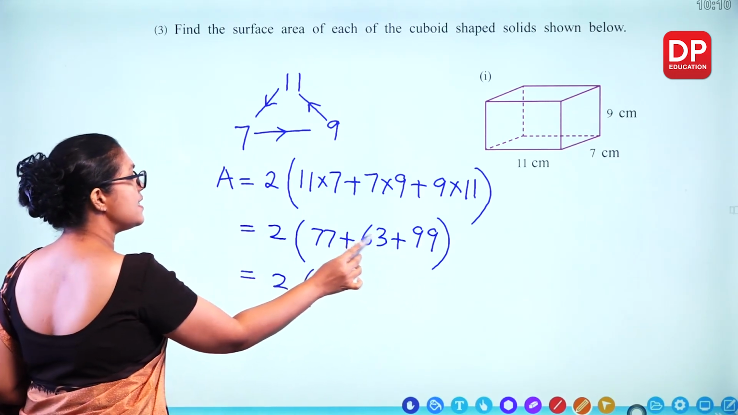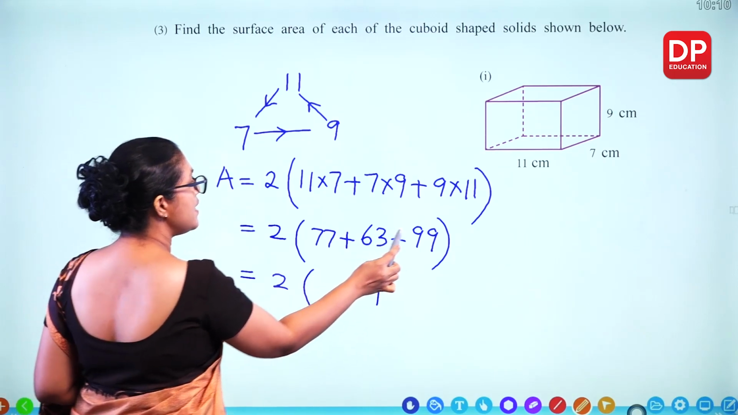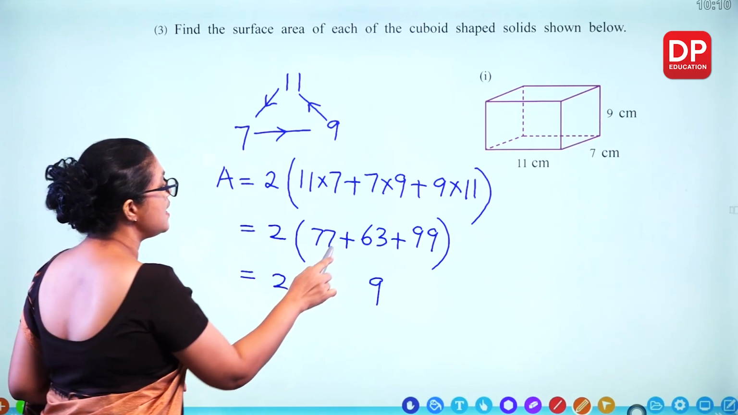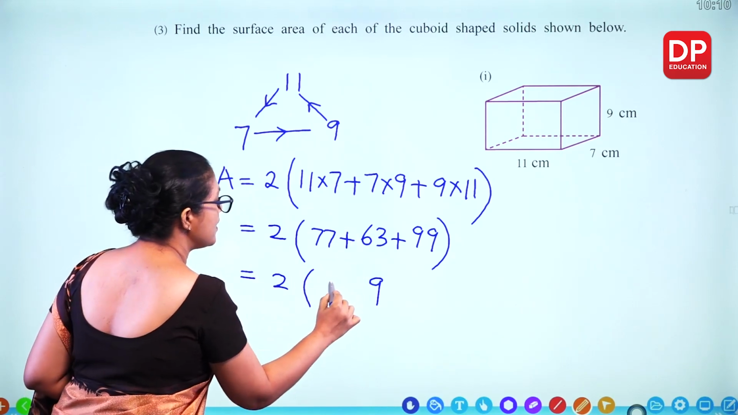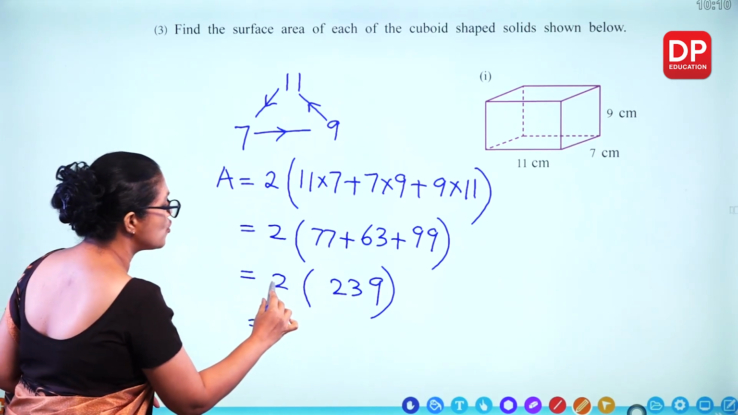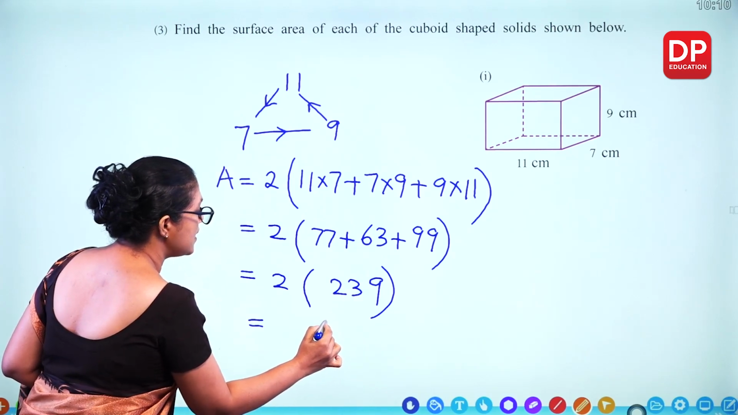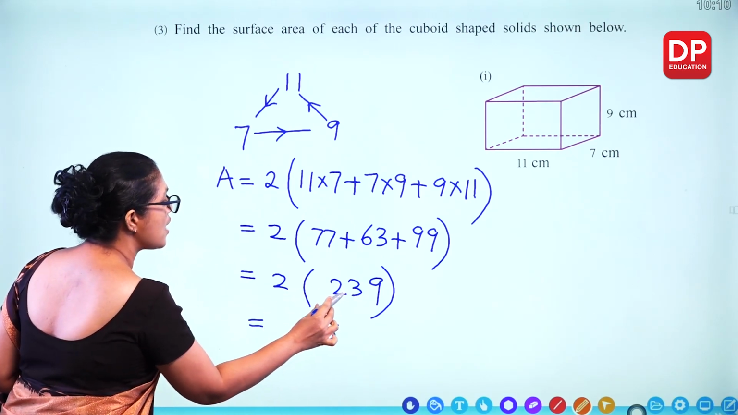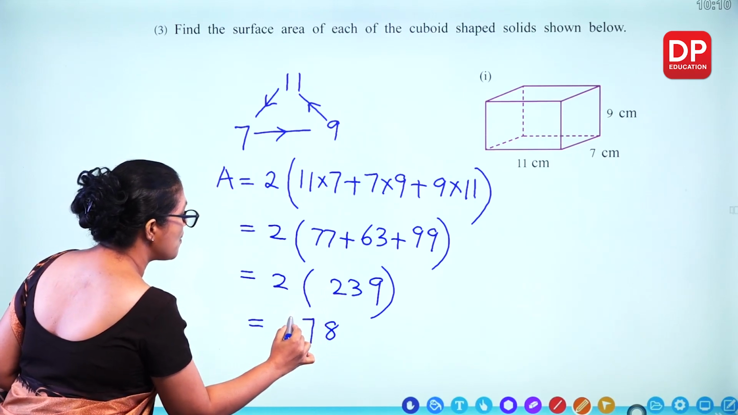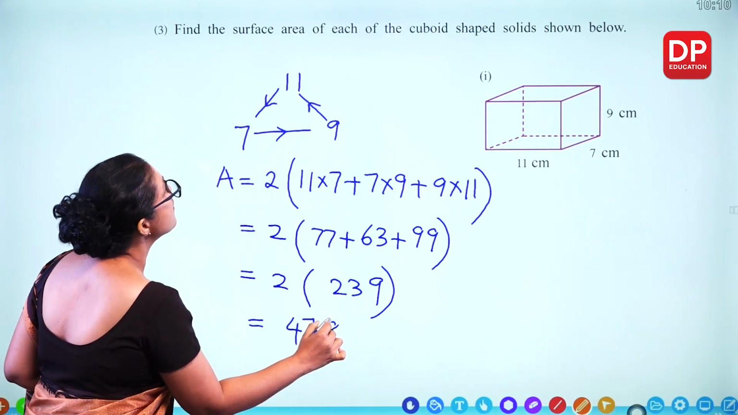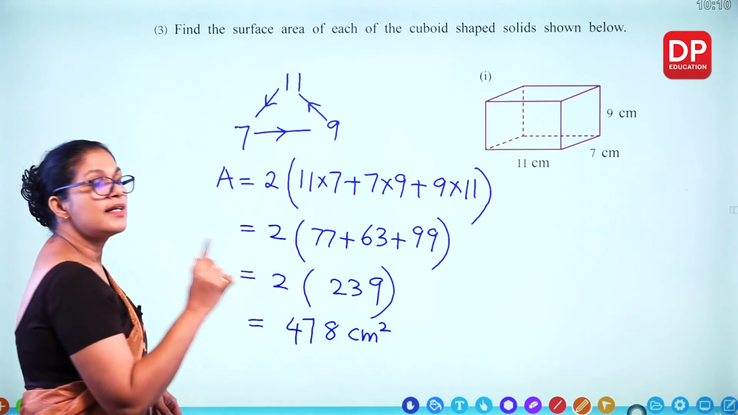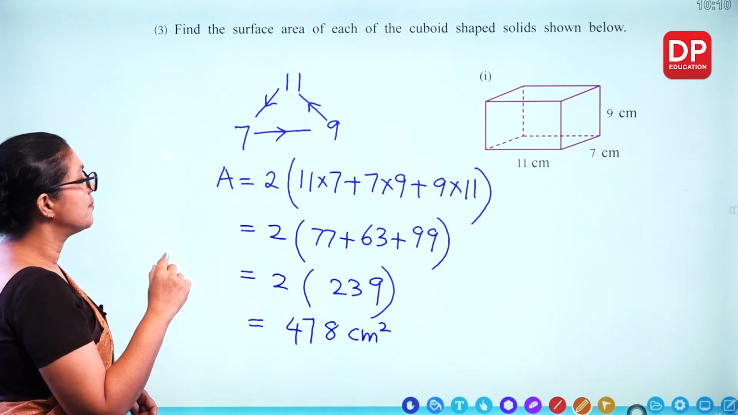When you add it, 7 plus 3, 10, 19. 1 remaining, 10, 17 and then 17 plus 3, 23. So here you get 239 multiplied by 2. 2 times 9, 18 and 2 times 3, 6 plus 1, 7 and 2 times 2, 4. 478 square centimeters is the surface area of the cuboid.